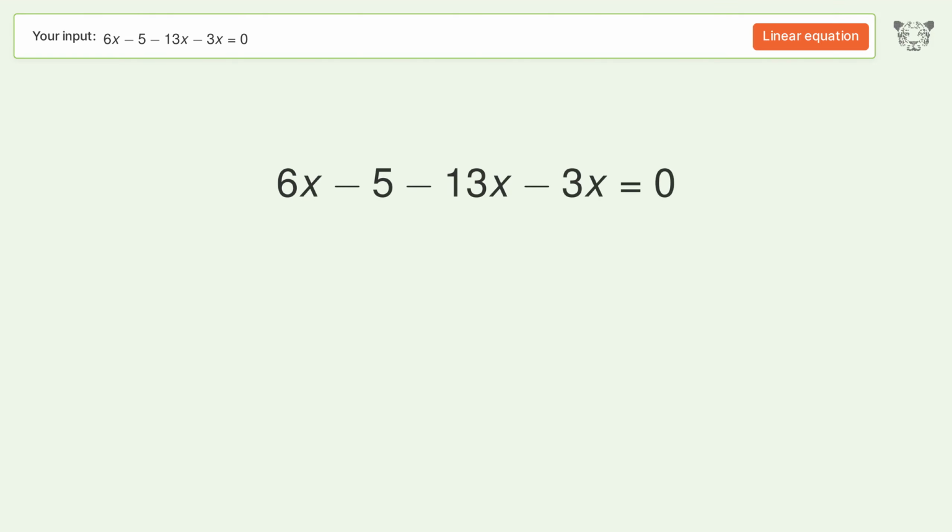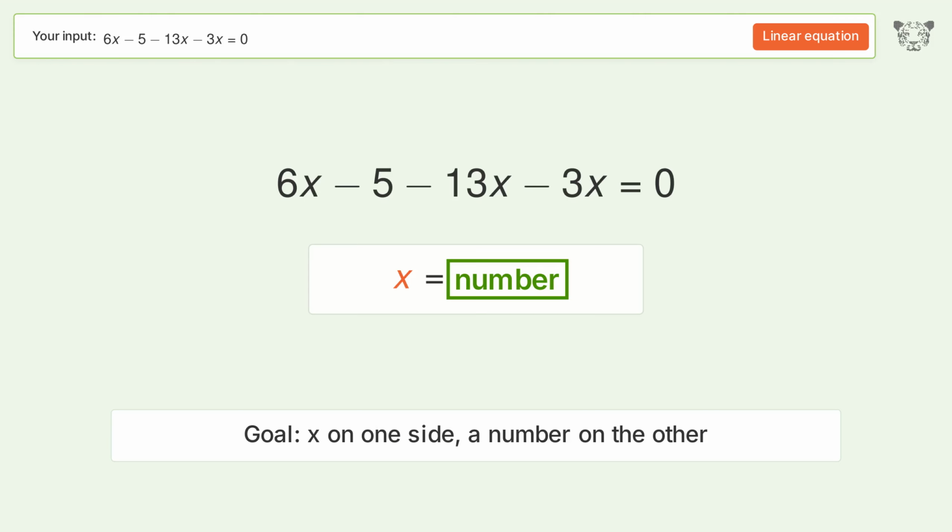Here is the linear equation we are asked to solve. 6 times x minus 5 minus 13 times x minus 3 times x equals 0. Solving means leaving the variable alone on one side, with a number on the other. Let's do this step by step.